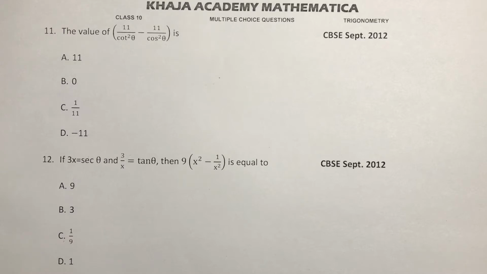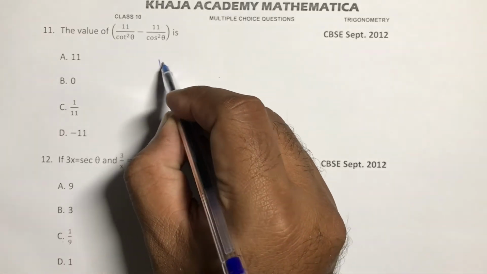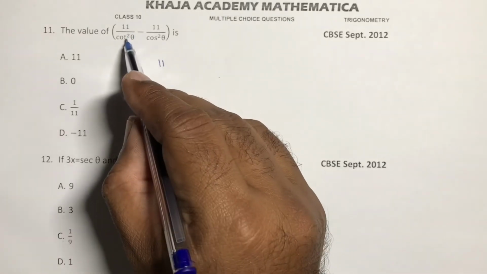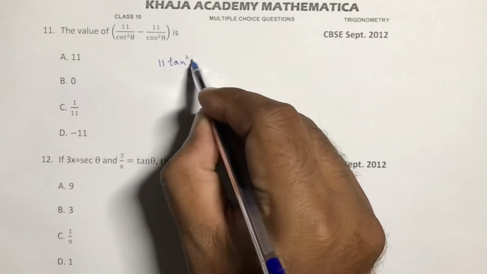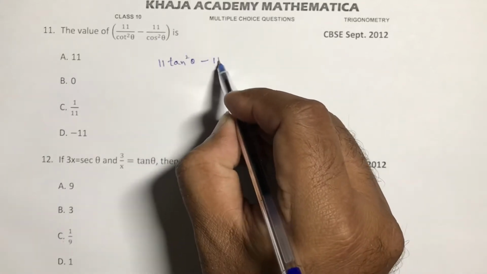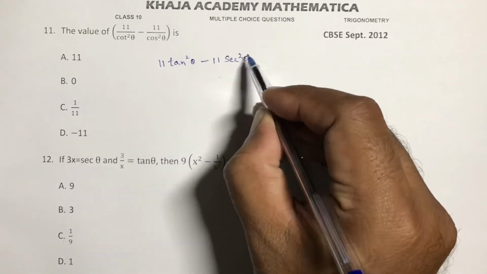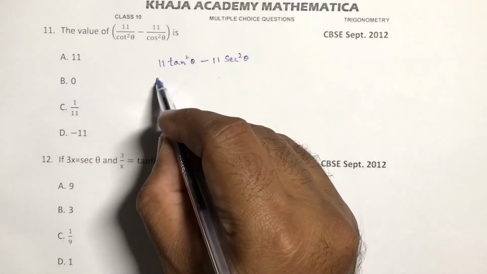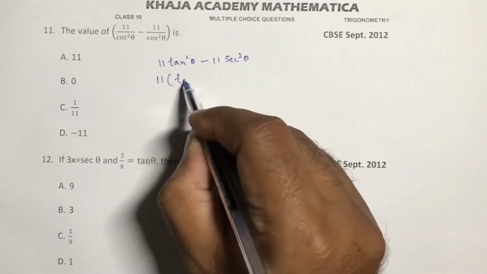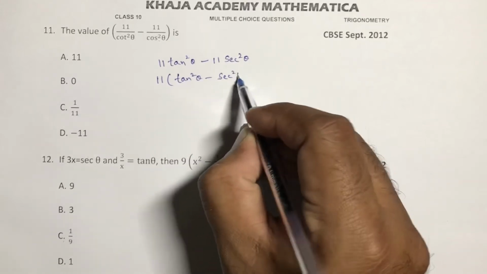The value of 11 by cot square theta minus 11 by cos square theta. Here you can write this as 11 by cot square theta. If you write the reciprocal of cot, it becomes tan square theta, minus 11. 1 by cos is secant square theta, because tan and cot are reciprocal, and cos and sec are reciprocal. Now if we take 11 common, I'll be left with tan square theta minus secant square theta.